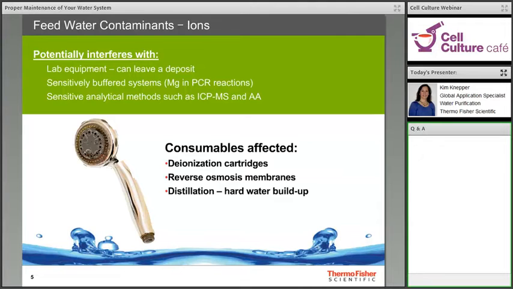Typical tap water ionized solids can range anywhere from 30 to 500 parts per million. Ions are easily removed from the water by deionization, reverse osmosis, or distillation.